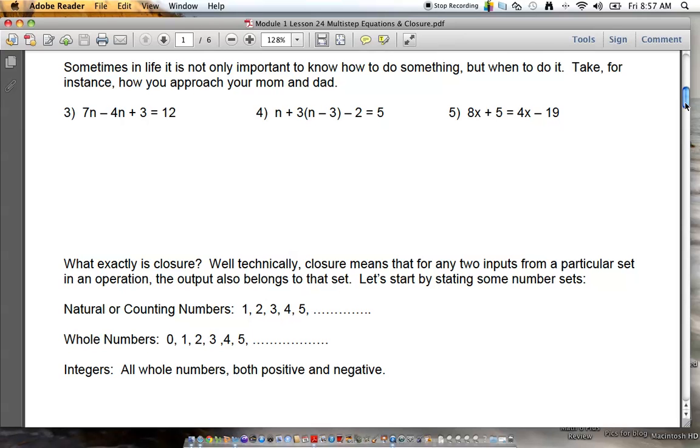Okay. Sometimes in life it's not only important to know how to do something, but when to do it. Take, for instance, your approach to your mom and dad. We talked about that. When you want something from mom, you have one way of asking. And when you want something from dad, you have another way of asking. I love asking my kids. See, if my sons know that if they suck up a little bit, they have a chance of getting something from their mother. Perhaps you have a parent like that.